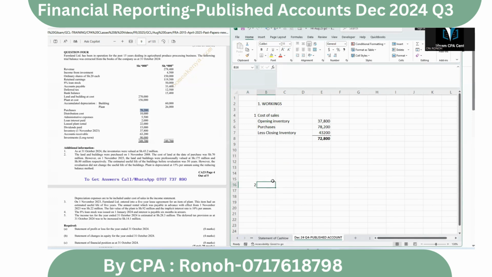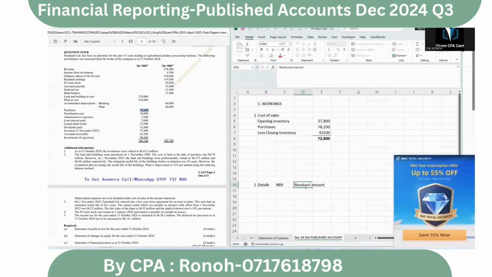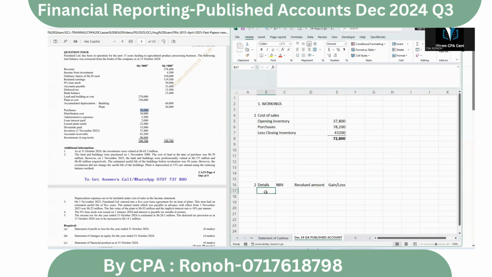Now this is a revaluation, so we will say details. And then the net book value in the trial balance, and the revalued amount. After getting the revalued amount, we can get either a revaluation gain or loss. Revaluation gain or loss.